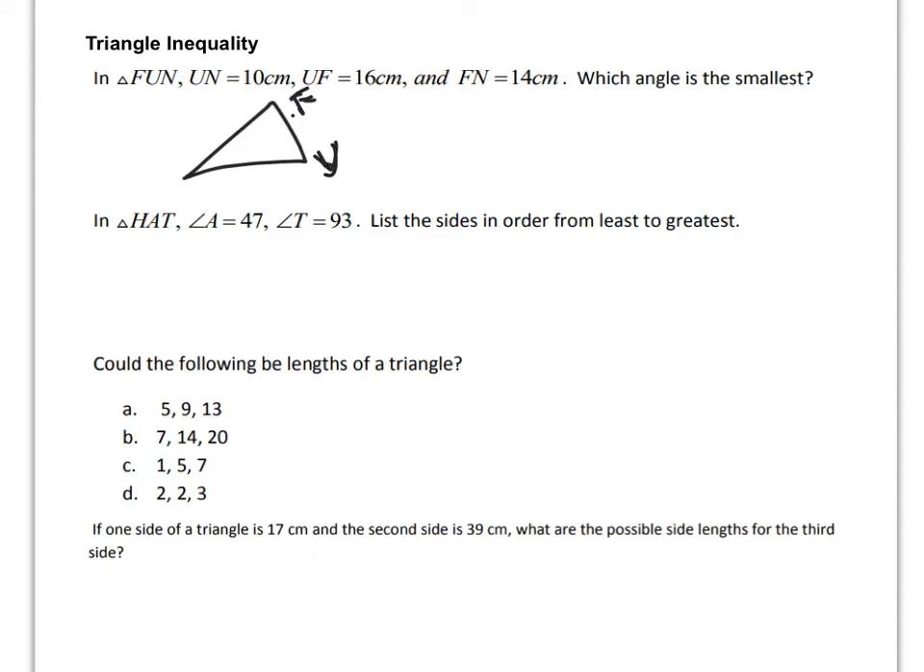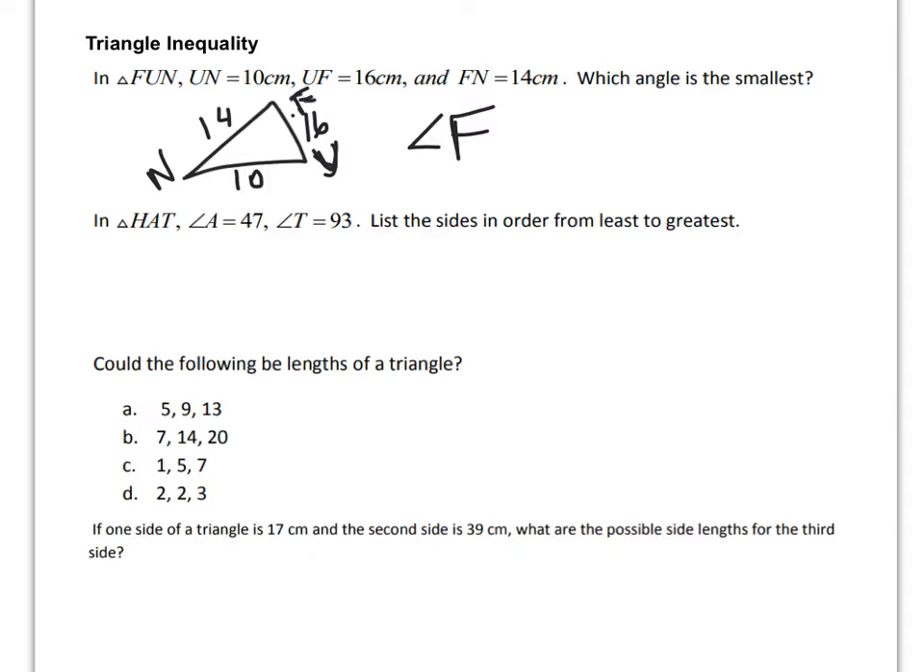FUN. My stylus is giving out on me. It's tired. So UN is 10, FU is 16, and FN is 14. So the smallest side is opposite the smallest angle, so that is going to be angle F.